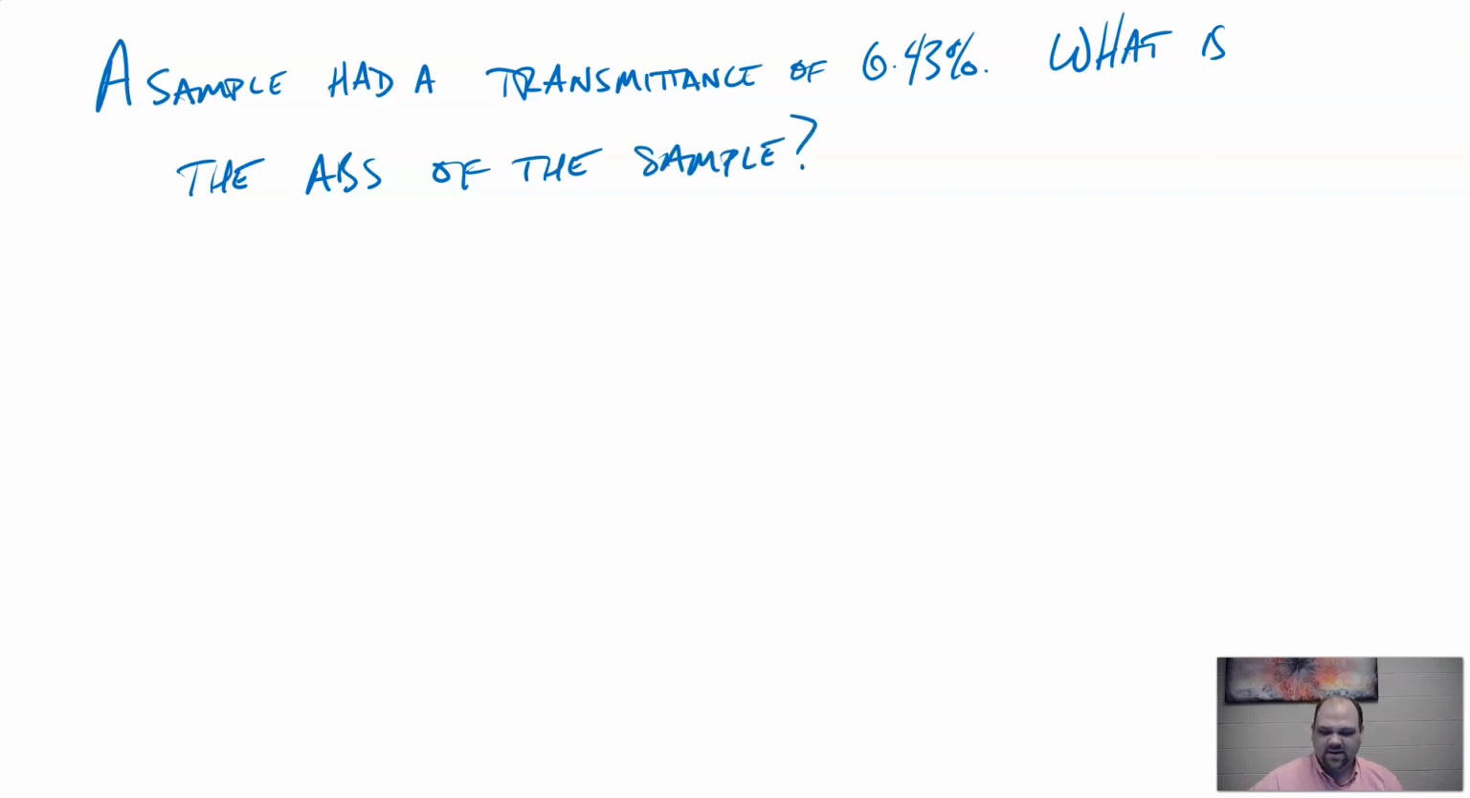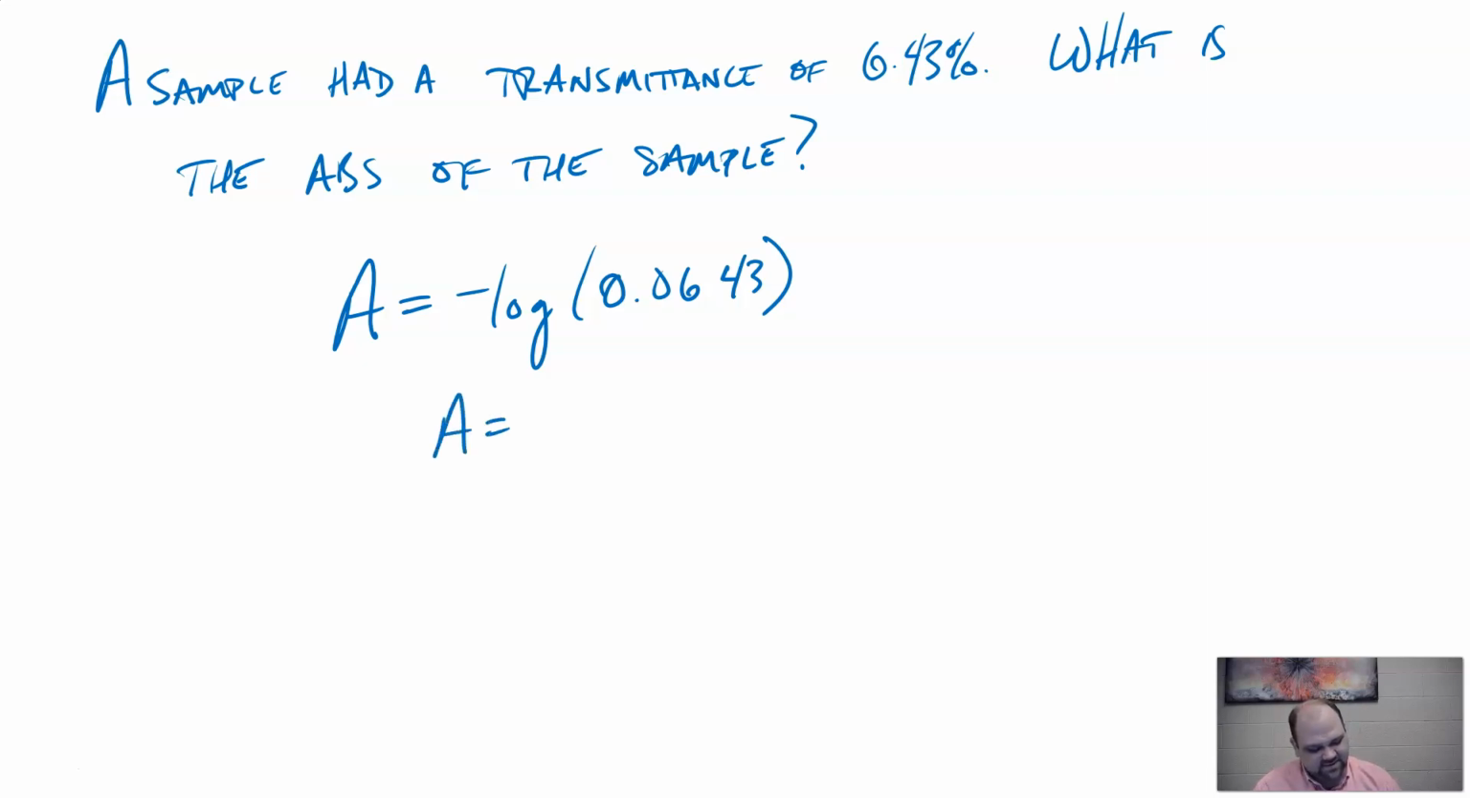Okay. Easy enough. The key thing here is to remember that when we have that equation, it's not A equals negative log percent T, it's A equals negative log T. And so the absorbance is equal to the negative log of 0.0643. When we take the negative log of that, we get an absorbance of 1.192. Same logarithmic sig fig rules apply. We've got 3 sig figs, so we have 3 decimal places in the mantissa.